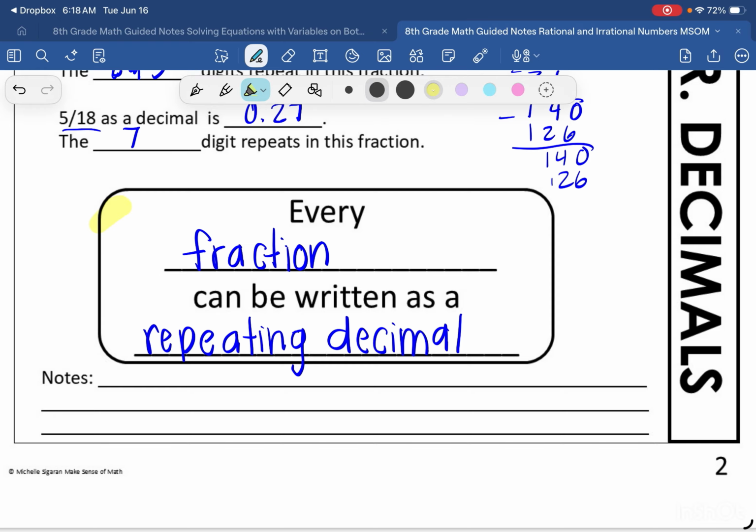Okay, and this statement at the bottom is something you might want to mark. Every fraction can be written as a repeating decimal.